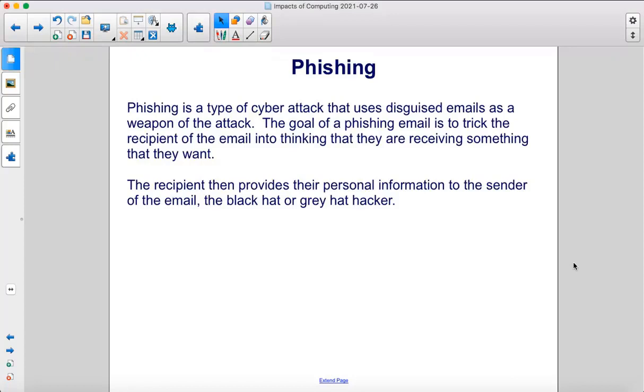Phishing is a type of cyber attack that uses disguised emails as a weapon of the attack. The goal of a phishing email is to trick the recipient of the email into thinking that they're receiving something that they want. The recipient then provides their personal information to the sender of the email, the black hat or gray hat hacker.